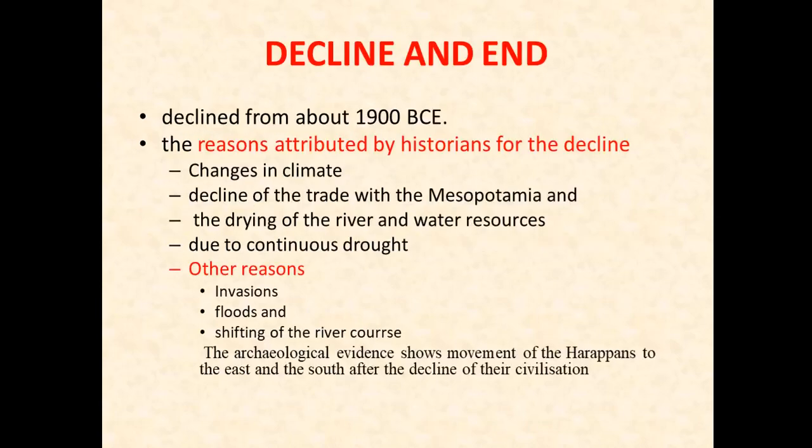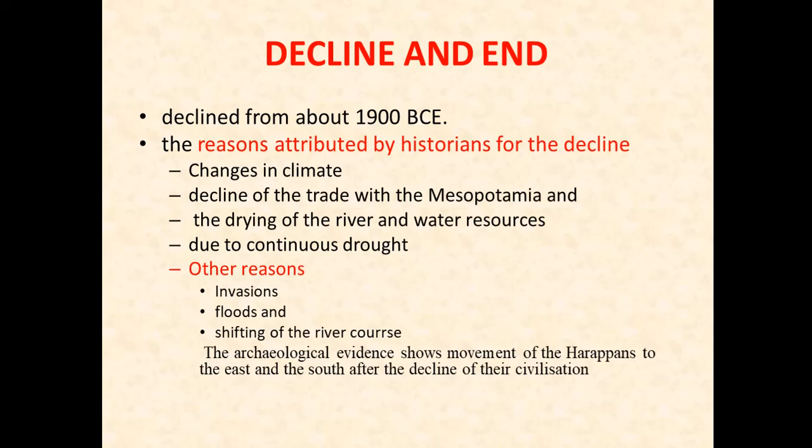And the decline and end of the civilization. How did the civilization decline, and when did it come to an end? The decline of the civilization began around 1900 BCE. The reasons put forward by historians for the decline include changes in climate, decline of trade with the Mesopotamians, drying of the river and water resources, or continuous drought. There were other reasons also, such as invasions, floods, or shifting of the river course.